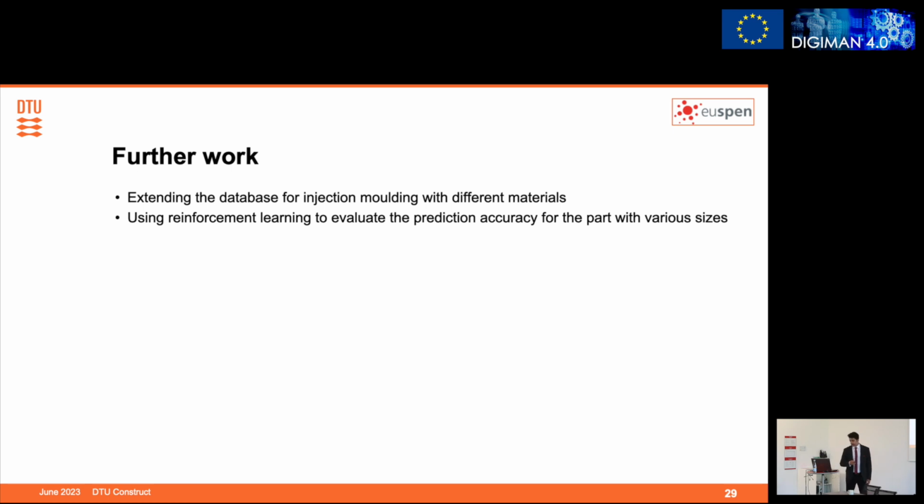The next suggestion is using reinforcement learning to evaluate prediction accuracy for the part with various sizes. For example, if we are simulating a Lego part, it can be manufactured in different sizes. So we can use data from previous studies also for the new studies. In this way, we need only a fewer amount of data for the new study.